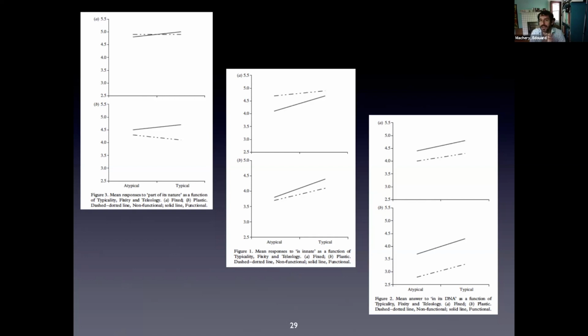But what we found is a very systematic effect of the three factors for in its DNA. And that's the picture on the right part of the screen that you can see. So our conclusion was that in its DNA is the best expression of the concept of innateness in modern English. When we want to say that a trait is the expression of this inner nature, we don't really use the word innate, but we use this pseudoscientific metaphor, is in its DNA.